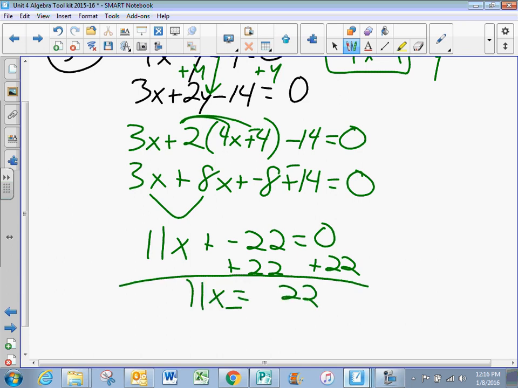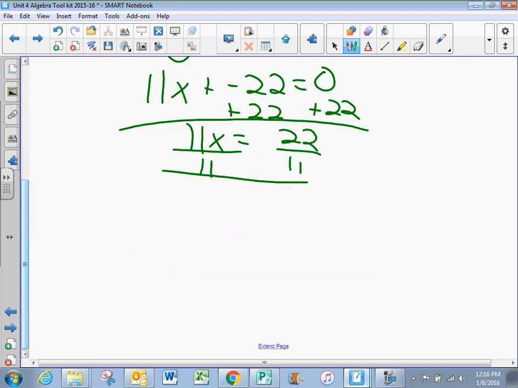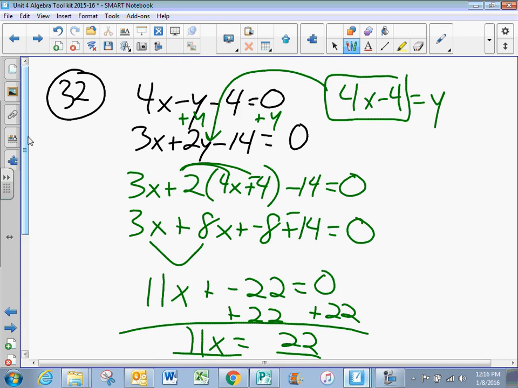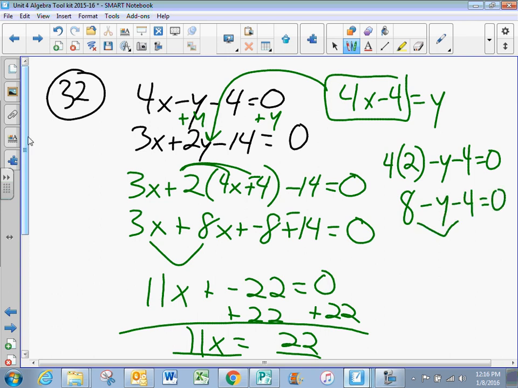Okay, that's what I got. X is 2. So if x is 2, plug and chug back in. If x is 2, I'll just go into the top one. 4 times 2 minus y minus 4 equals 0. 8 minus y minus 4 equals 0. 8 minus 4 is 4, so 4 minus y equals 0. And if I add y to both sides, y equals 4.